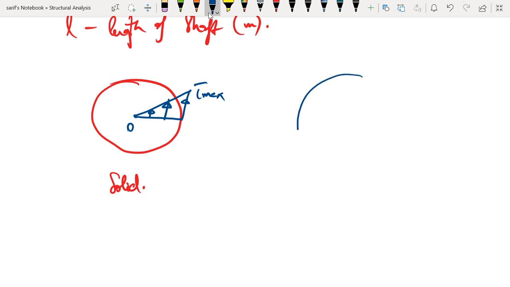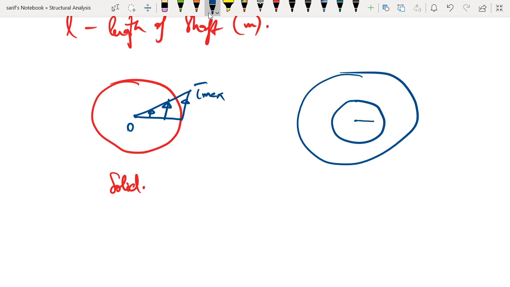Similarly, if you are considering a hollow circular shaft, the shear stress variation is going to be something like this. There will be a minimum shear stress at some distance. At the inner radius there is going to be a minimum, and at the outer radius we are going to have the maximum shear stress. So tau minimum is going to be at the inner radius and tau maximum is going to be at the outer radius. So this is going to be the variation for a hollow circular shaft.